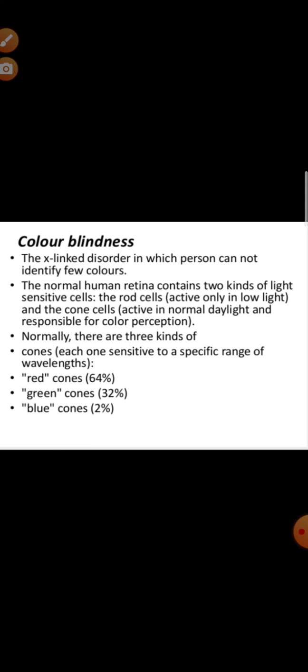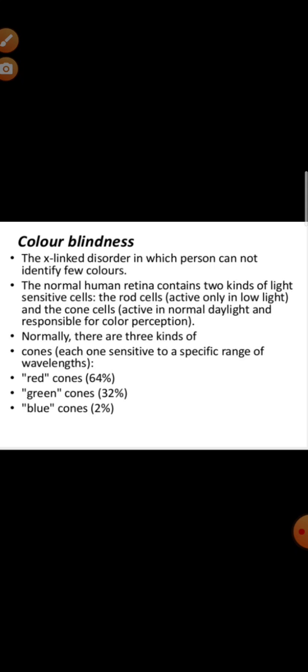Next we will discuss color blindness. I think you are acquainted with this term. This is also a Mendelian disorder and is a sex-linked recessive disorder. It will result in a defect in either the red or green cone of the eye and will result in the failure to discriminate between red and green color.